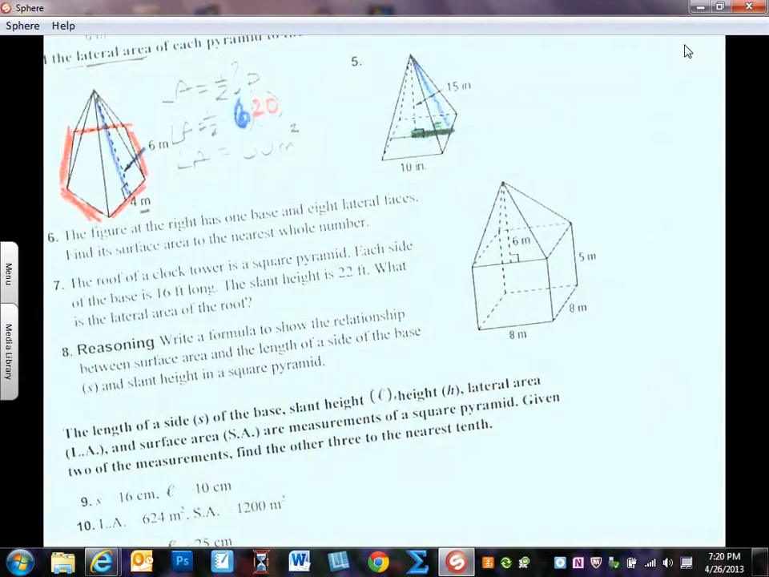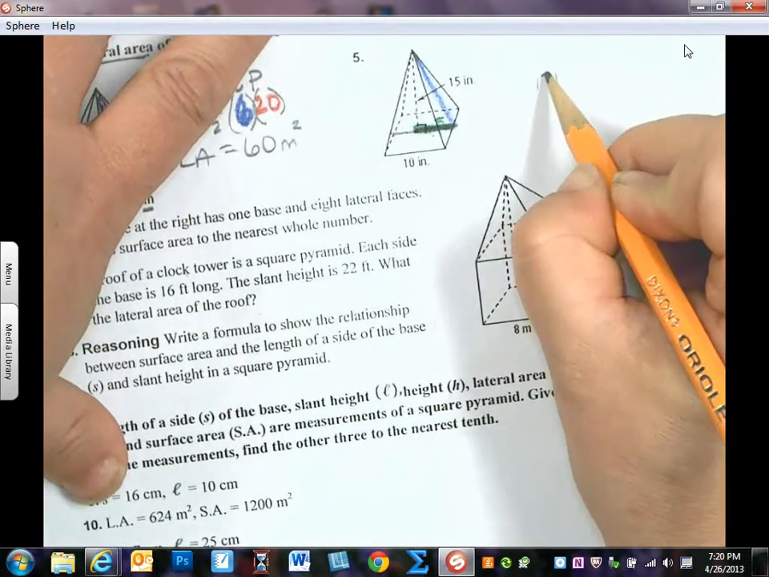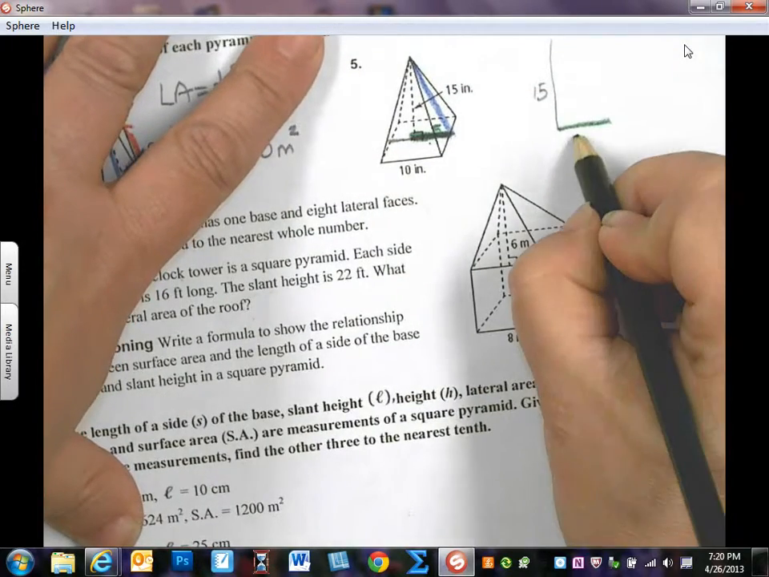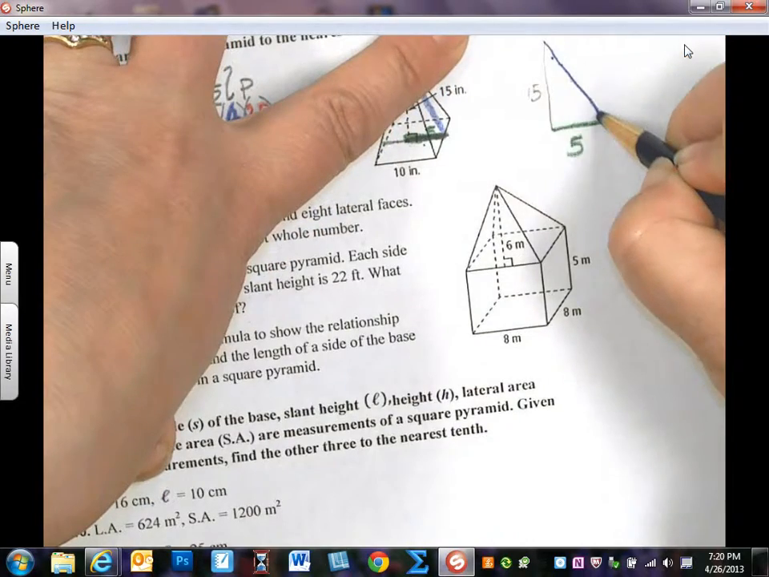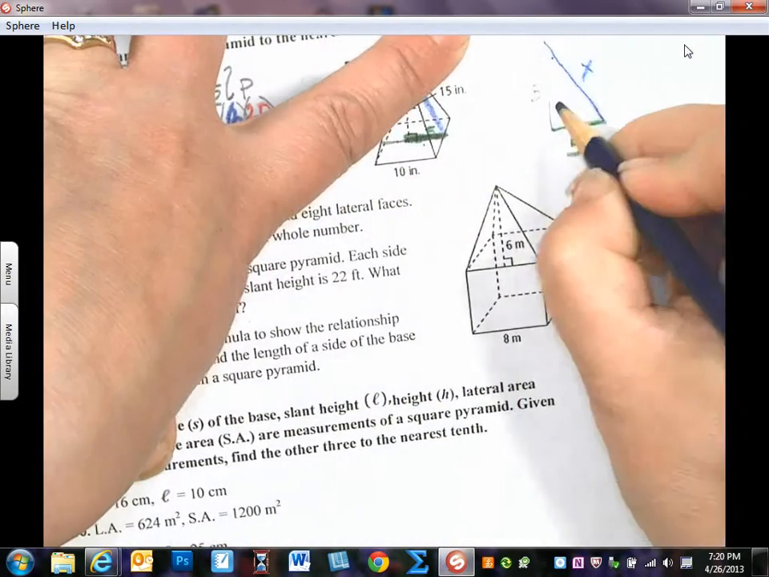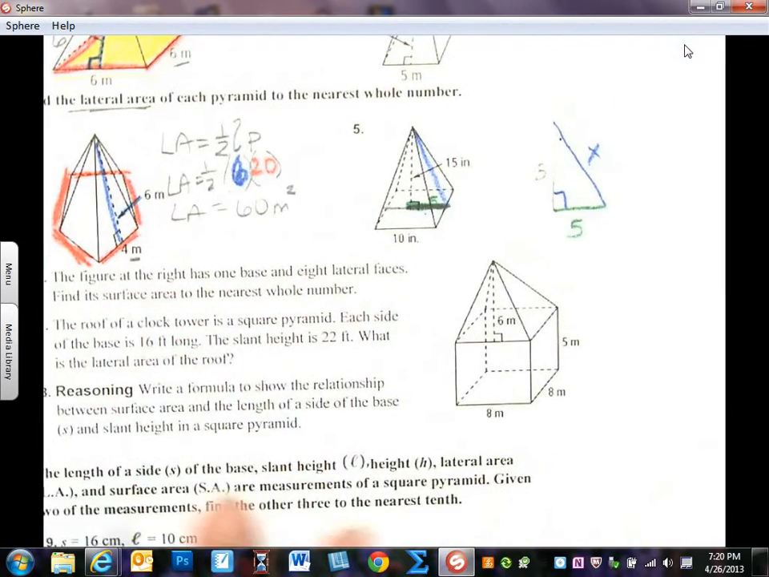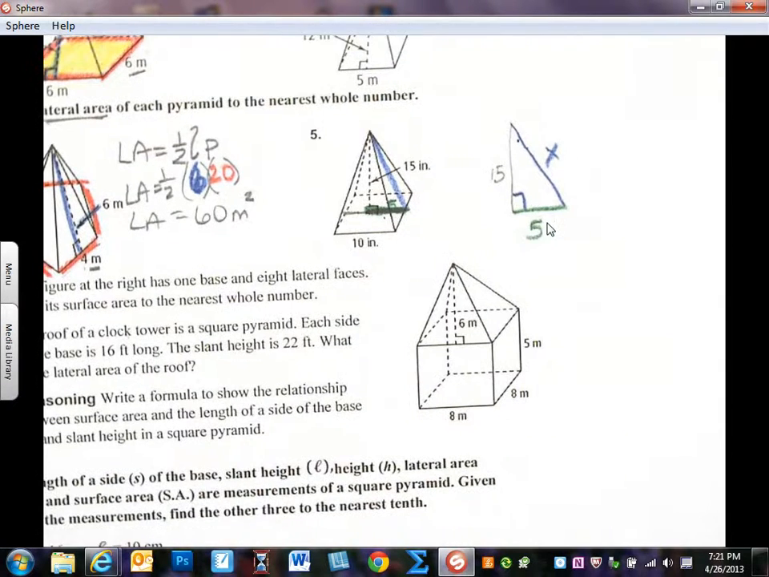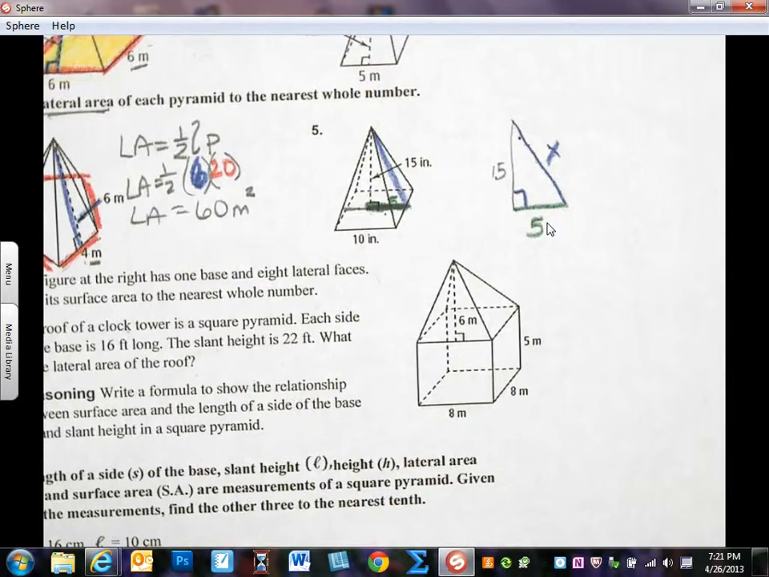So I just want to point out, look at this. You've got the height in the middle, which is 15. This distance, which is 5. And then your slant height, which is what you've got to figure out. Notice this is a right triangle. Hopefully everybody's playing that I Spy a Right Triangle game that I like so much, so that you'll be able to do that problem. And then once you know the slant height, finding the lateral area is easy.